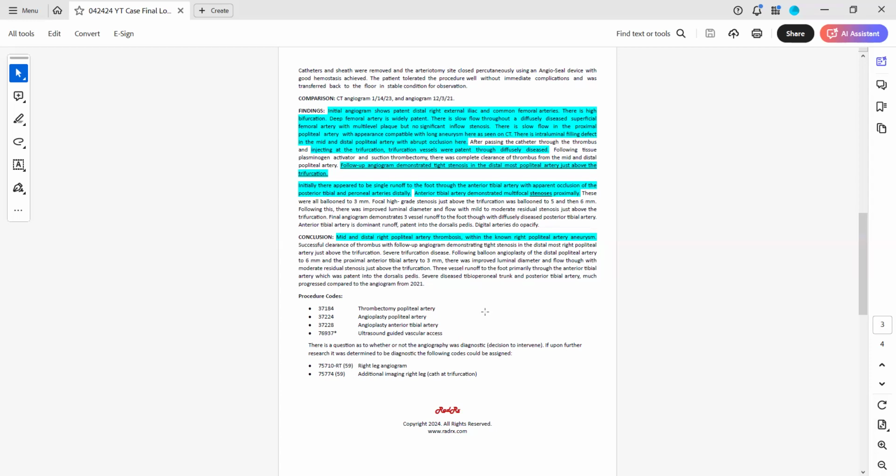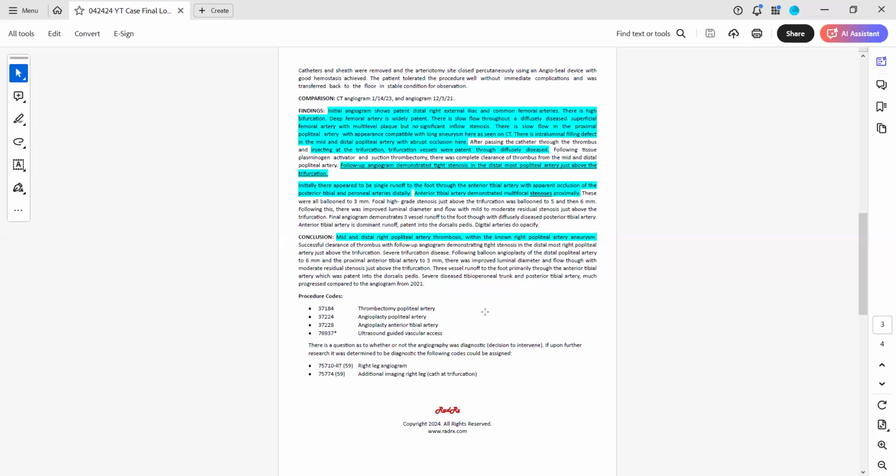We see anterior tibial artery demonstrated multifocal stenoses. So we know that we can assign that 37228 because that is documented there. And then again, we also saw the stenosis mentioned for the popliteal in the paragraph just above. And then when we come to the conclusion, we see where it says mid and distal right popliteal artery thrombosis with the known right popliteal artery aneurysm.